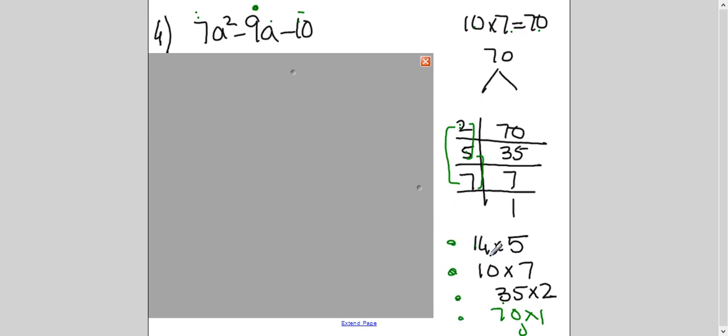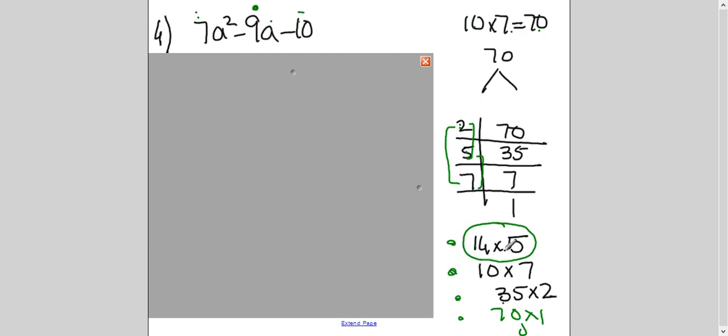factors, the pairs of the factors, which one will give me -9? Either addition or subtraction. So 14 plus 5, 14 minus 5, yes, I do get 19. With 10 and 7, I can get 17 or 3. If I subtract, I get 3. If I add, I will get 17. So this is the pair which can help me to get -9.